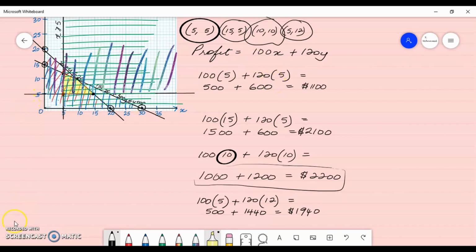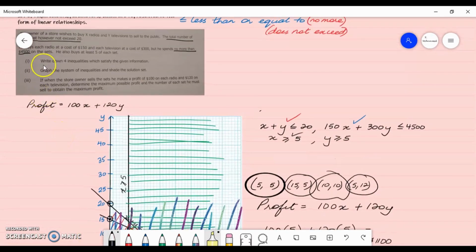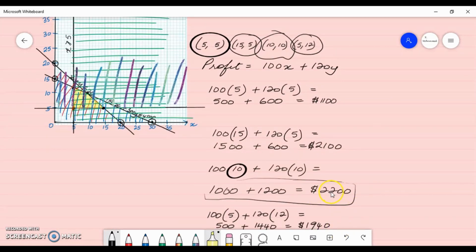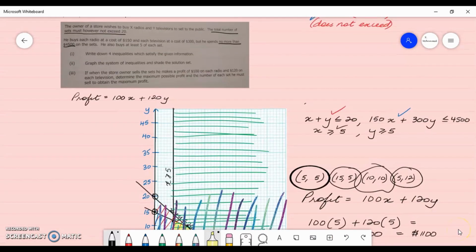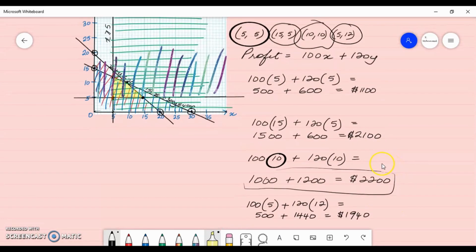So I can see that the $2,200 here is going to yield the most amount of profit. To answer the question above, where it asks us, if when the store owner sells the sets, he makes a profit of $100 on each radio and $120 on each television, to determine the maximum possible profit, we are seeing that the maximum possible profit is $2,200. I'm going to write that right here. It's $2,200, and the number of each set he must sell to obtain that maximum profit: he must sell 10 radios and 10 televisions.